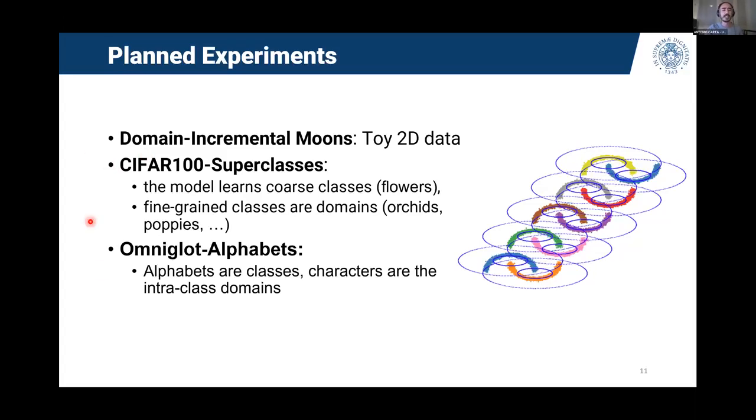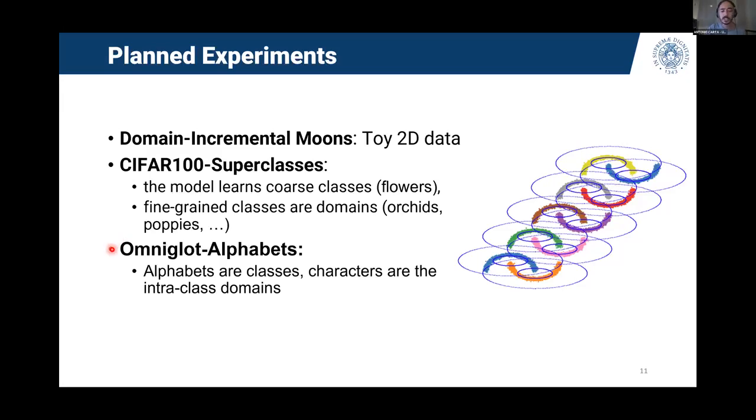And then we take two vision datasets, CIFAR100 superclasses and omniglot alphabets. CIFAR100 has coarse classes like flowers and fine-grained classes like orchids, poppies, and so on. So we use the coarse class as the target, and we use the fine-grained class as the domains. We show orchids first, then the model is going to see poppies, and this is all mixed together with every class. So the model is going to see repetitions and new domains over time.